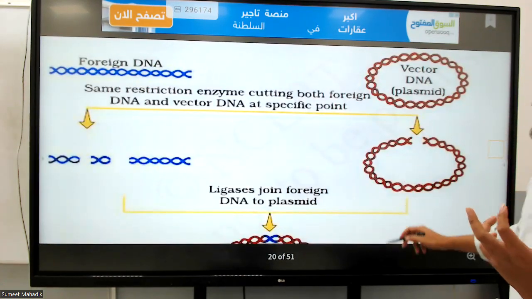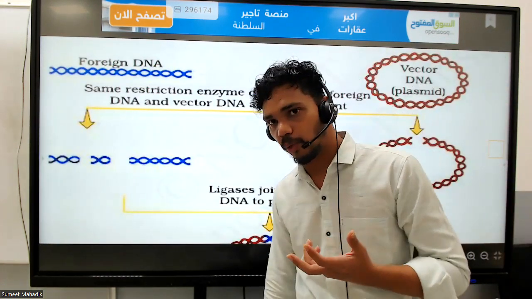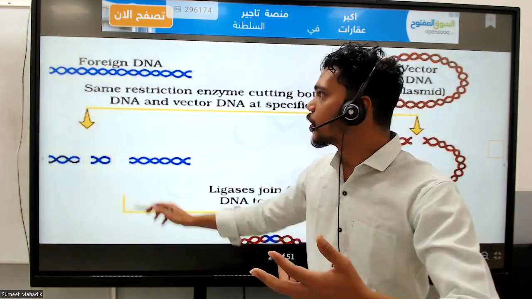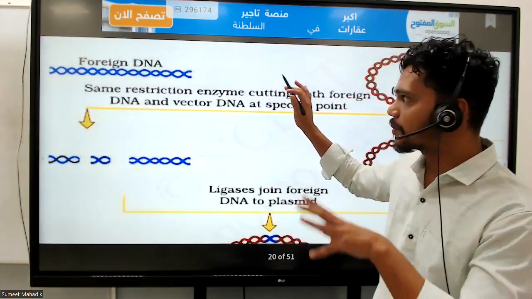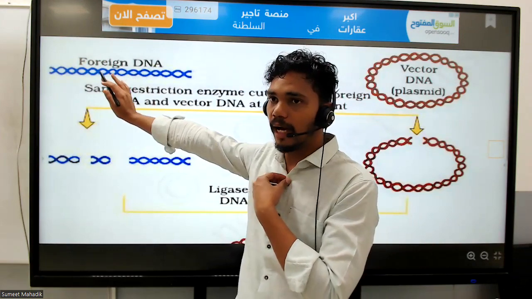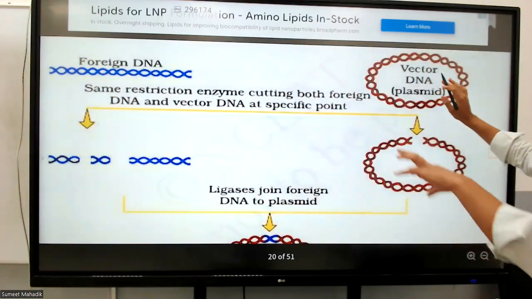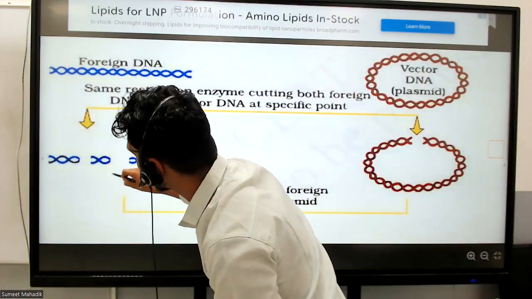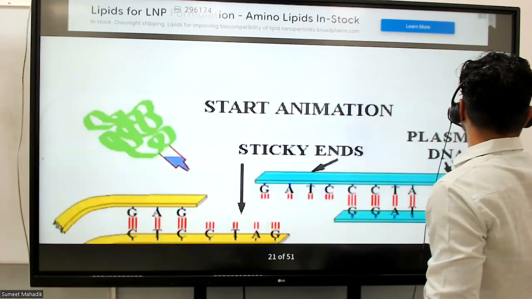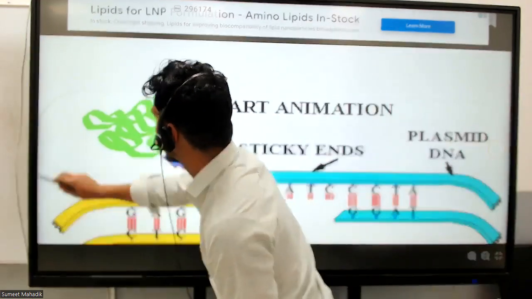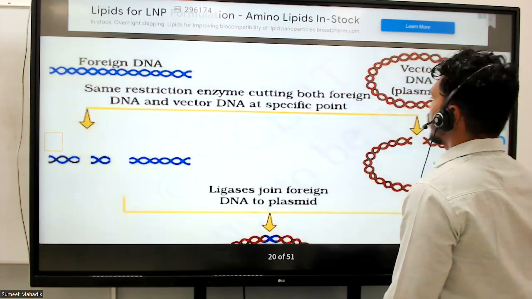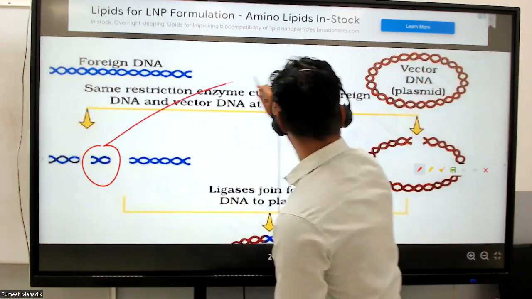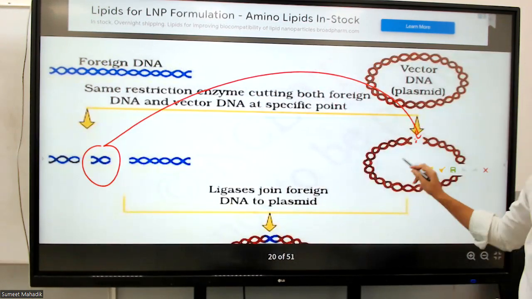Now, foreign DNA comes from outside the body. So the same restriction enzymes are required to cut open the foreign DNA as well as the vector DNA. They cut open. This is a specific DNA I have to incorporate here. Correct? Which enzyme?